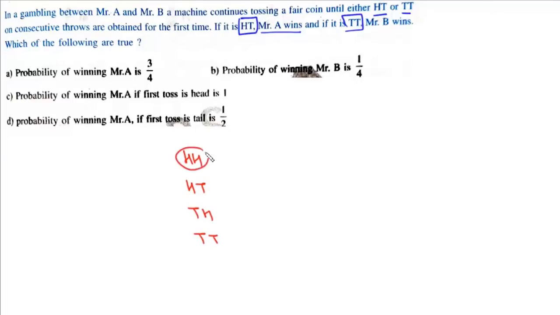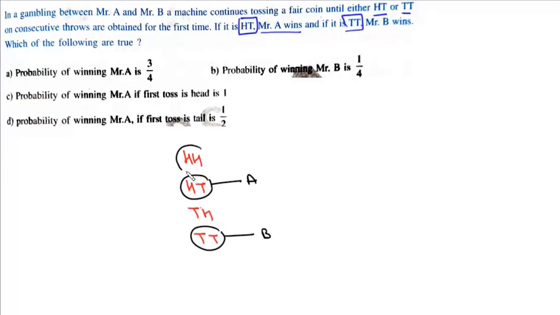Now if it is heads heads, Mr. A is going to win, and if it is tails, then Mr. B is going to win. Now, what if we have HT? In this, we know that if it is HT, then Mr. A is going to win. And if it is TT, then Mr. B is going to win.